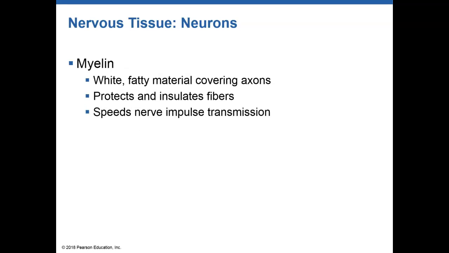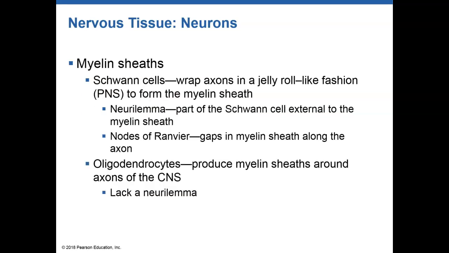Myelin then is a fatty material that insulates and protects the axons of our neurons, and its function is to speed up nervous impulses. There are two types of myelin that we produce. We have Schwann cell myelin and oligodendrocyte myelin. Oligodendrocytes produce myelin in the CNS, while Schwann cells produce myelin in the PNS.